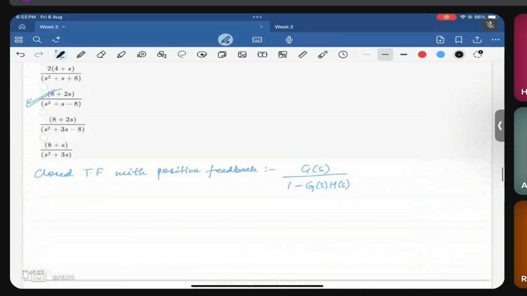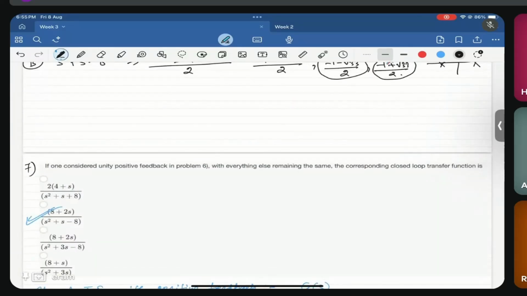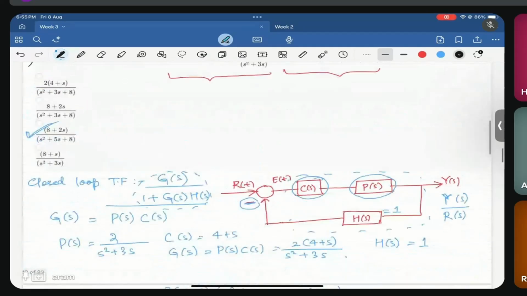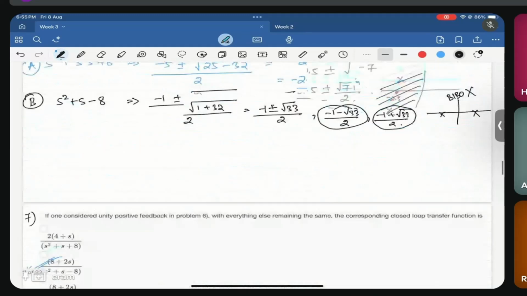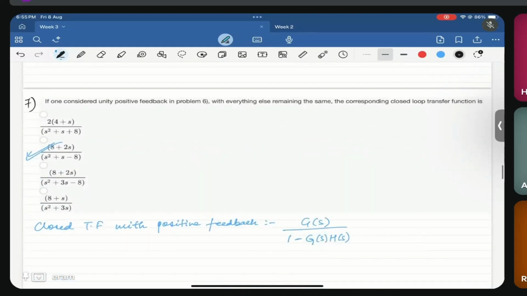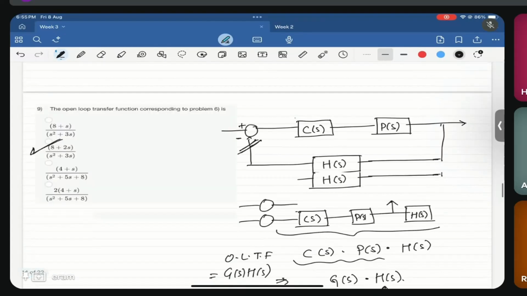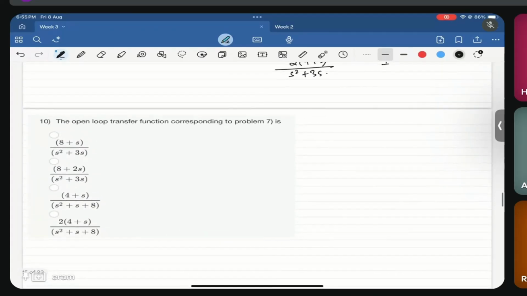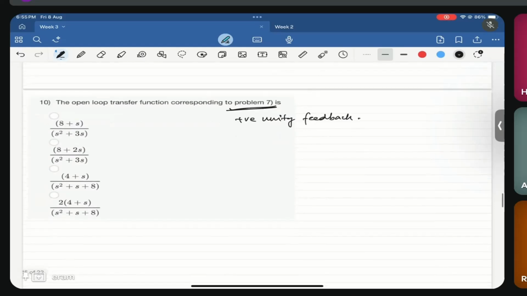So again, for negative feedback we were asked about the open loop transfer function. Now the second question is, for positive unity feedback, what will be the open loop transfer function? So this is your question. Problem 7 was the same problem with positive unity feedback. In that case, what will be the open loop transfer function?